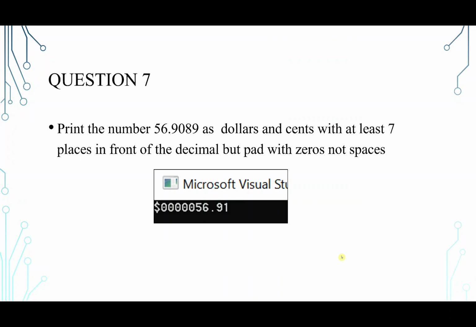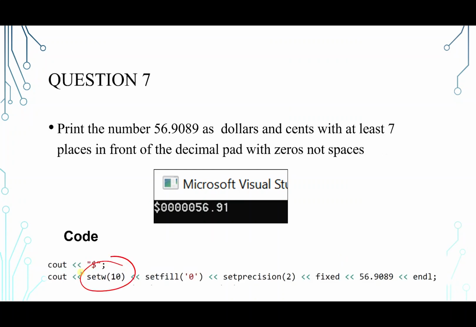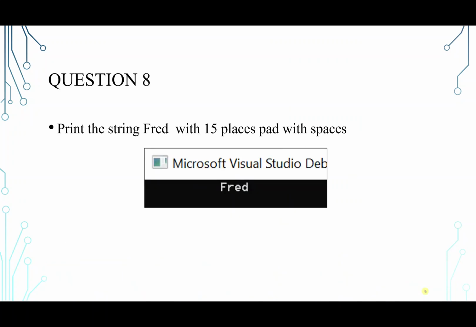Okay, print the number but pad the number with zeros. You just need setfill and setw. So setw of 10, setfill of zeros, and that. So print the string Fred with 15 places, pad with spaces. Okay, you can do that with setw.